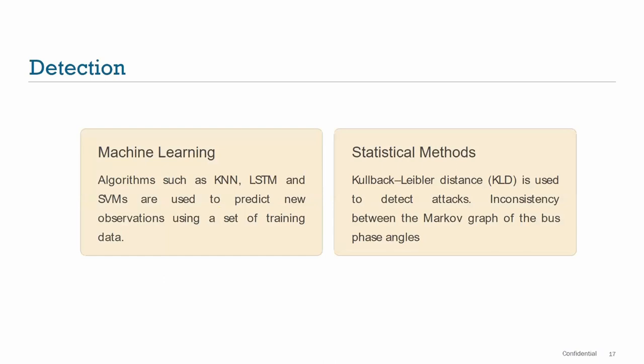Let's talk about the detection side. In detection, we say that a cyber attack happened. I wasn't able to prevent it. So I need to detect it in the initial phase. What is used for detection of cyber attacks? Machine learning, statistical methods. In machine learning, many methods, traditional classifiers, k-nearest neighbor, support vector machines, LSTM, different deep learning methods are used.